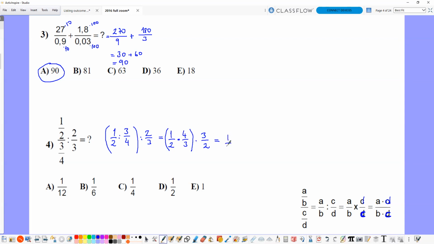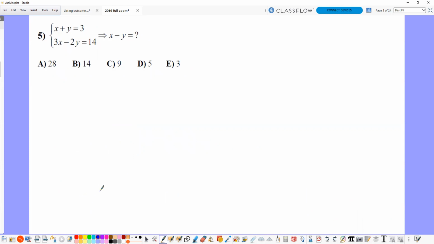Like this is equal to 1 over 2 times 4 over 3 times 3 over 2, which is equal to 1 times 4 times 3, that's equal to 12. 3 times 3 times 2, that's also equal to 12. And 12 over 12 is going to be equal to 1. That's the case here. Okay, if we continue with the next question, pardon, I forgot here, the answer is E.